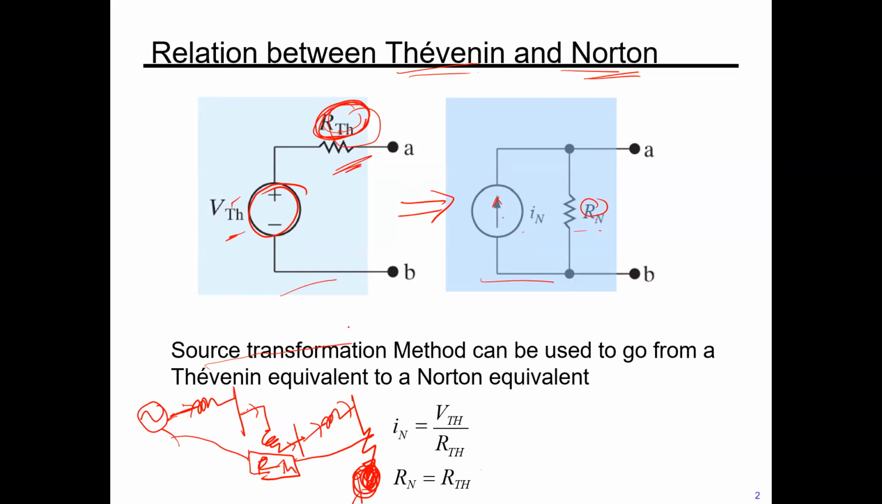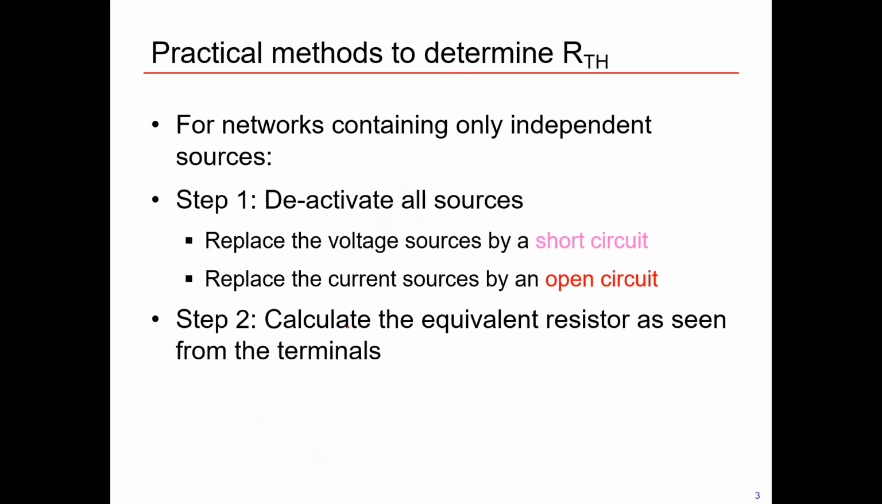So how do we do this in practice? There are a few steps to follow. For a network containing only independent sources, we can deactivate all the sources, because we need to calculate the R Thevenin, or Thevenin equivalent resistance. Replace the voltage source by a short circuit and replace the current source by an open circuit. So there are two rules. Then from that, we can calculate the equivalent resistance as seen from the terminals.